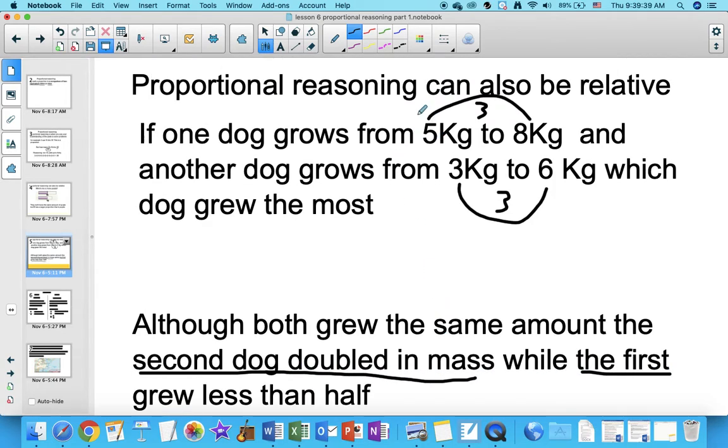We went from 5 to 8, right? So it grew 3 kilograms, but it's not as big of a change as from 3 to 6, right? It doubled in mass. Here, it didn't double. So you could say the second dog grew more relative to its starting or end mass.